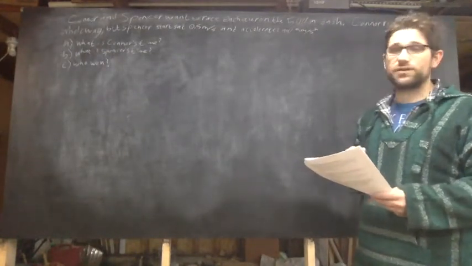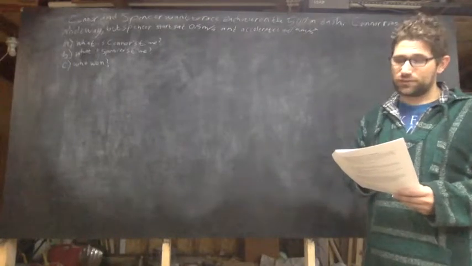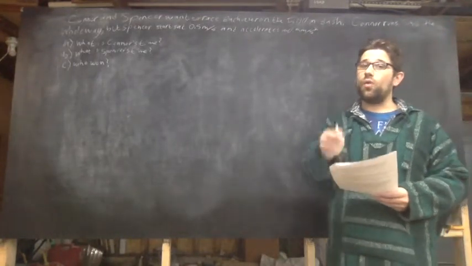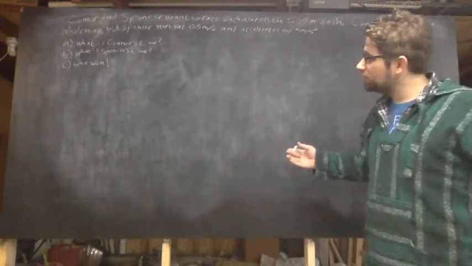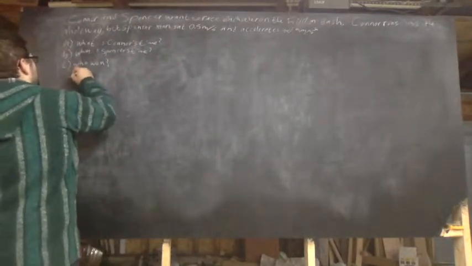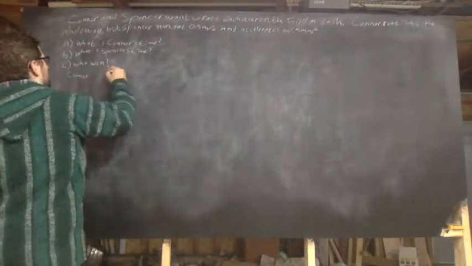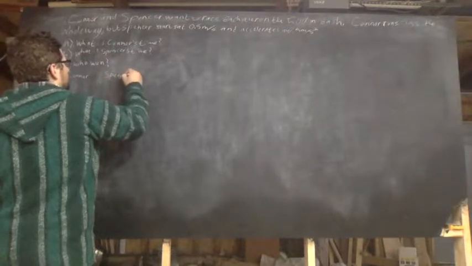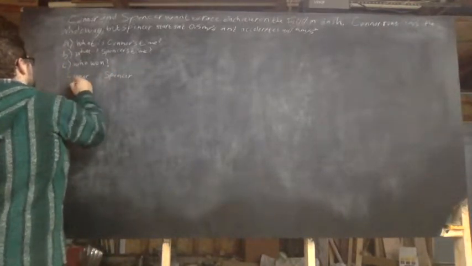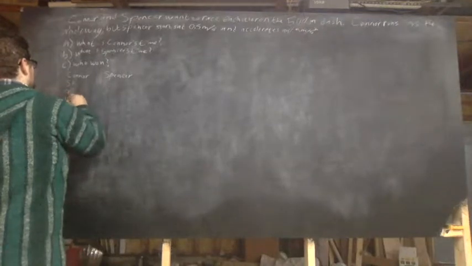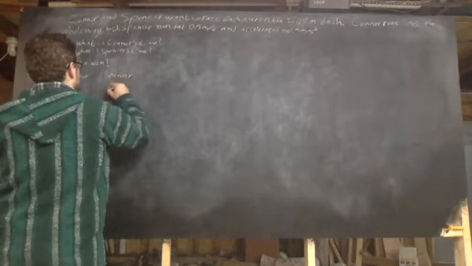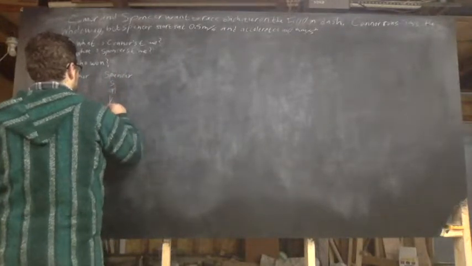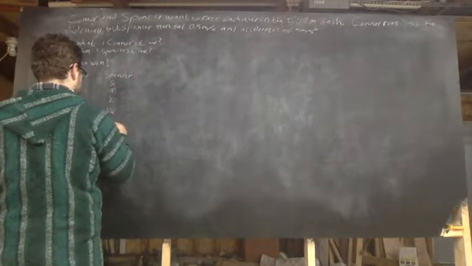I want to know A, what is Connor's time? B, what is Spencer's time? And C, who won? So, this is going to be a two-part problem. So let's go ahead and define two sets of variables. We have Connor, and we have Spencer. Connor's going to have his own S, XI, VI, VF, A, and T. Spencer is going to have an S, XI, VI, VF, A, and T.